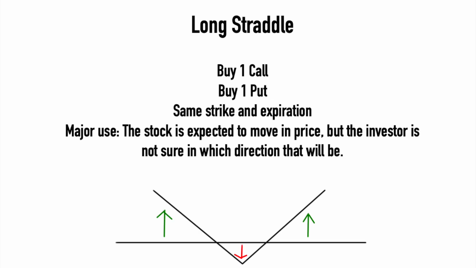A long straddle is constructed by buying a call option and a put option at the same strike price and expiration. And what this does is that if the stock is expected to move in price, to the upside, there's profit, to the downside, there's profit. But if it doesn't move, then the investor loses. So this is useful if the investor expects movement to the upside or downside, but isn't sure which direction it'll likely go in.